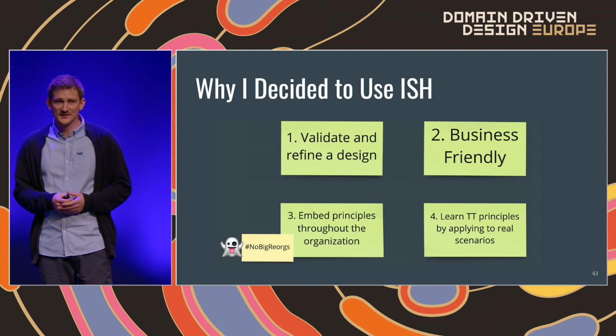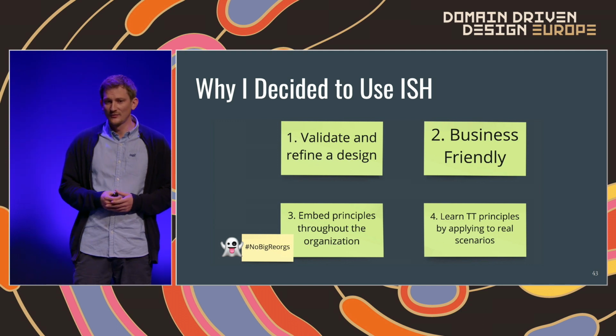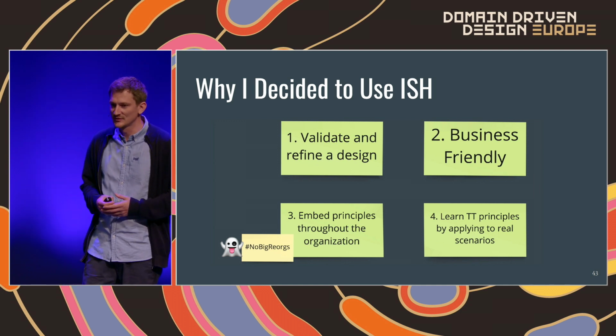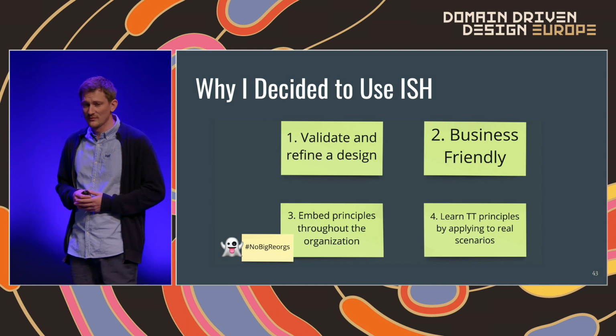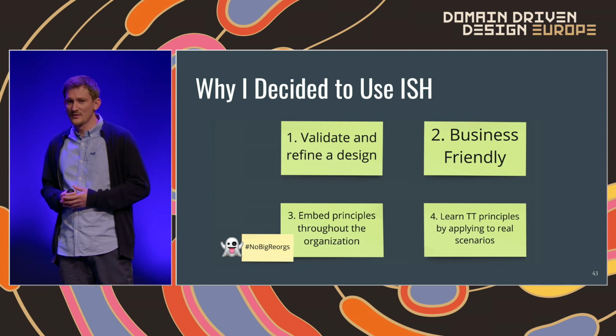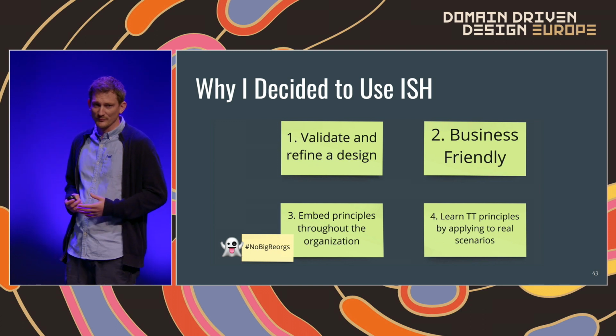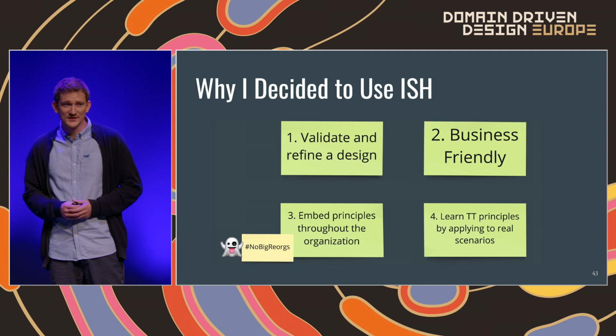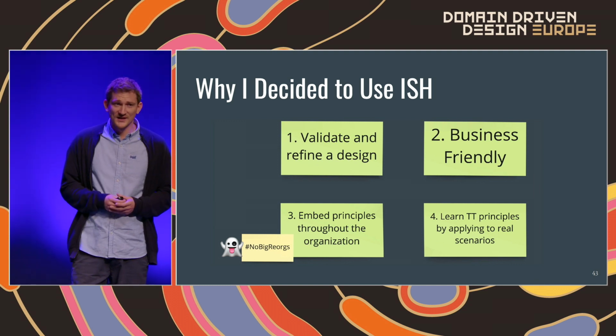So for me, I was thinking about 4 things when I decided to bring ISH into the toolbox and apply it in this situation. The first one is about validating and refining, which is slightly different to what Matthew was talking about. It's where you've done some workshops, you've identified candidate boundaries for your more domain focused, and you're wondering, can we organize teams around these things?